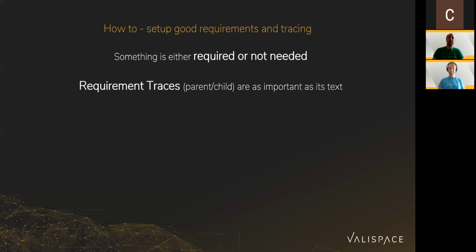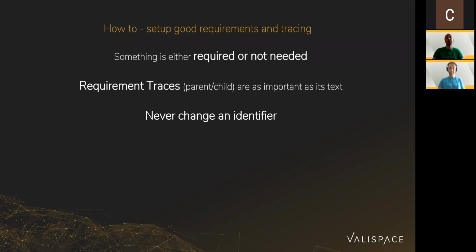Requirement traces, that means, for everyone who doesn't have so much experience, the trace between parent and child relationships, are as important as the text. The traces have most of the information about where the requirement comes from and why you should care about this requirement. So not only the text, but especially these traces are important.